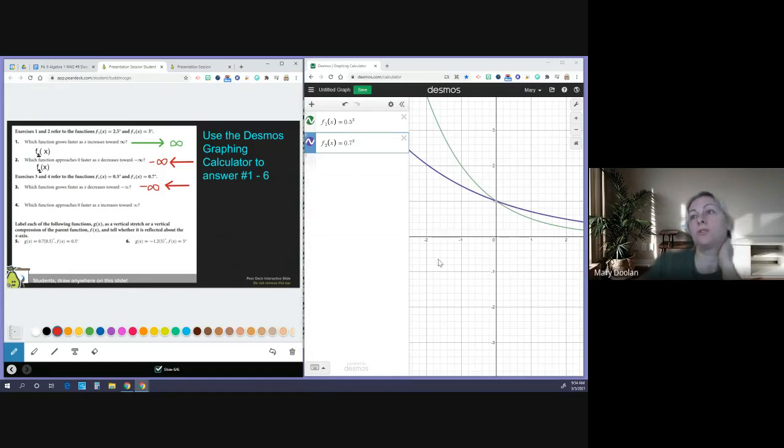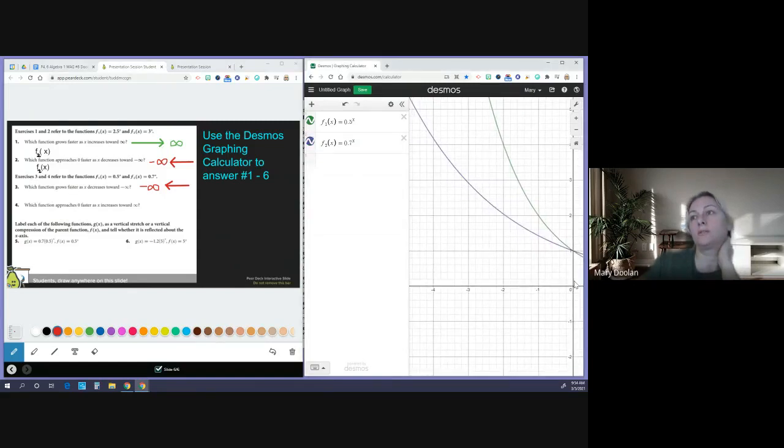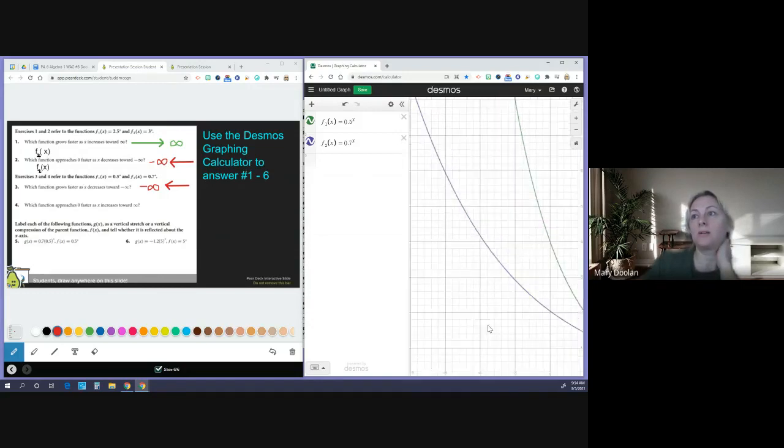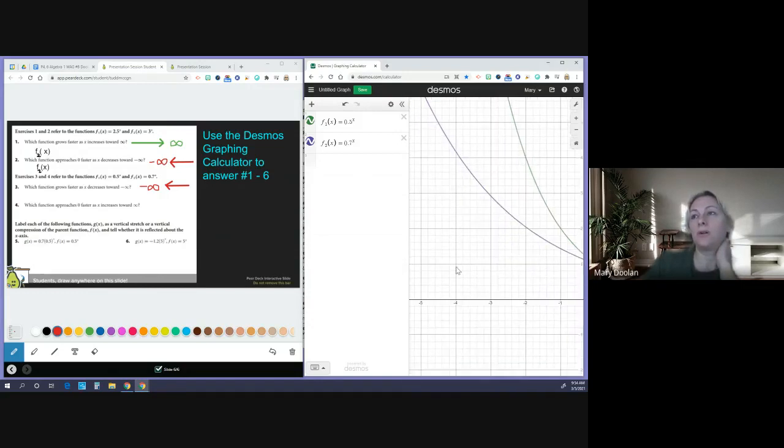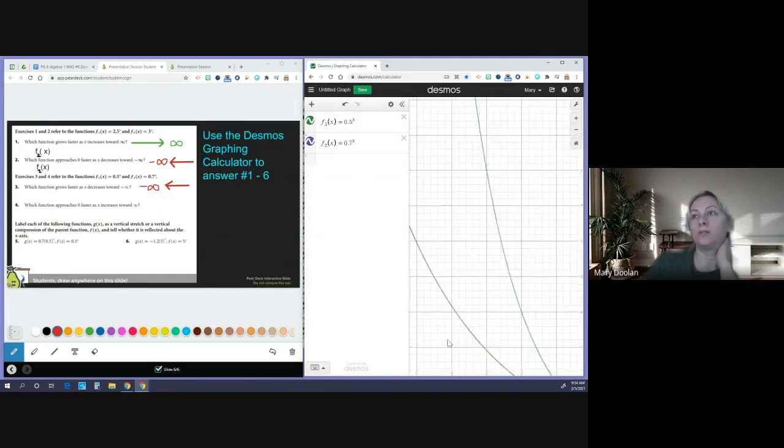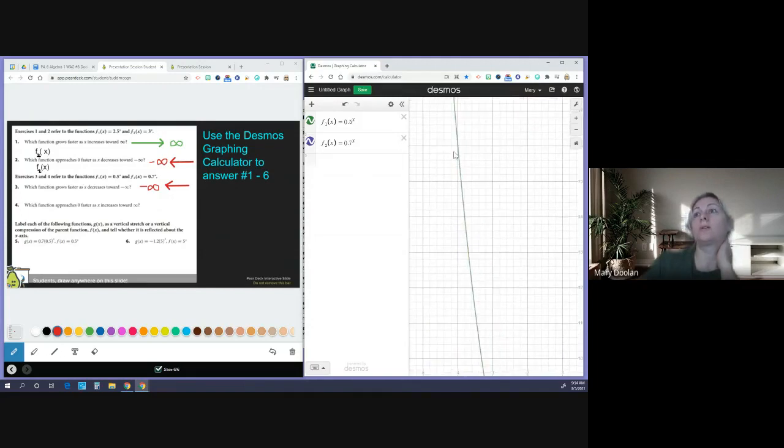If I'm just looking to the left of the y-axis, which one is always above the other one? No matter which point of x I choose, if x is -1, which one's closer to infinity? The green one. If x is -4, which one's closer to infinity? Way up here, the green one. So it's always my green one, which is the first one, f sub 1 of x.